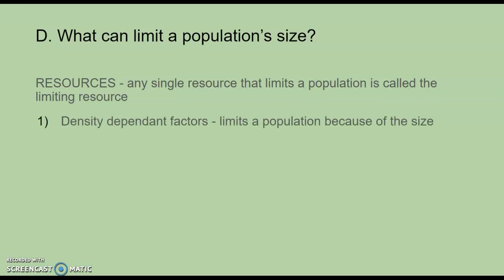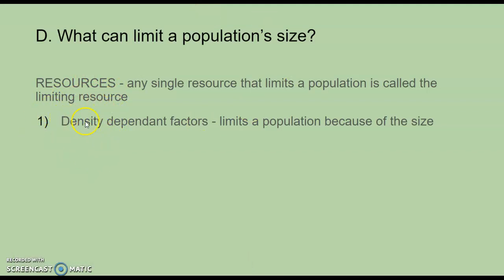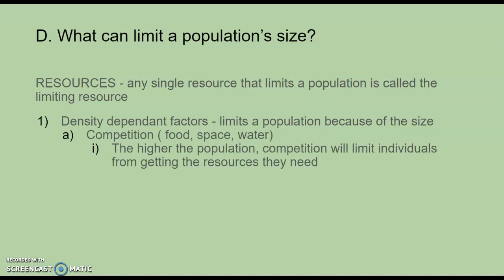I can divide these up into two different categories. One is density-dependent factors. Density, we just talked about how a population's density depends on the number of individuals, right? If it is density dependent, that means that the size is dependent on these factors. So what are a couple examples of these? One is competition. The higher the population, so the more dense a population is, competition will limit individuals from getting the resources they need. Imagine there's this population of deer, and so far they have enough resources for all the deer to survive pretty well.